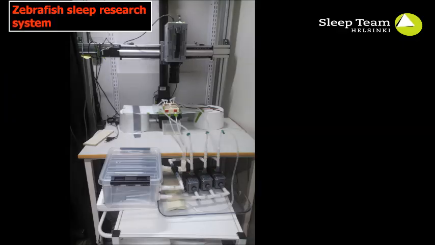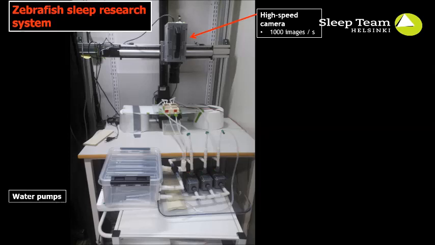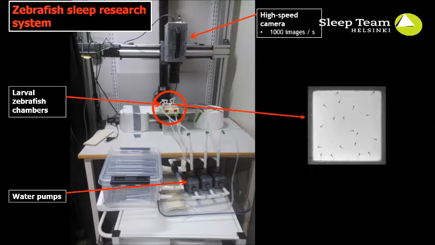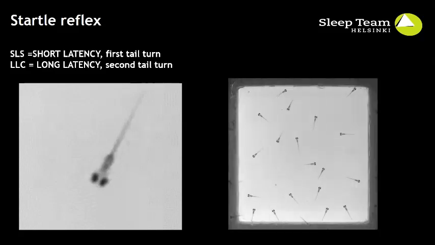This is a system to assess sensory threshold in zebrafish larvae. Here is a camera for recording, the water pumps and the swimming chamber, and here you can see scenery through the camera. The stimulus is led to the chamber, and the reaction, the startle reflex, is recorded. The startle reflex consists of two phases, short latency turn and long latency turn. Several larvae can be stimulated simultaneously and counted how many of them respond to the stimulus. After sleep deprivation, fewer larvae respond.